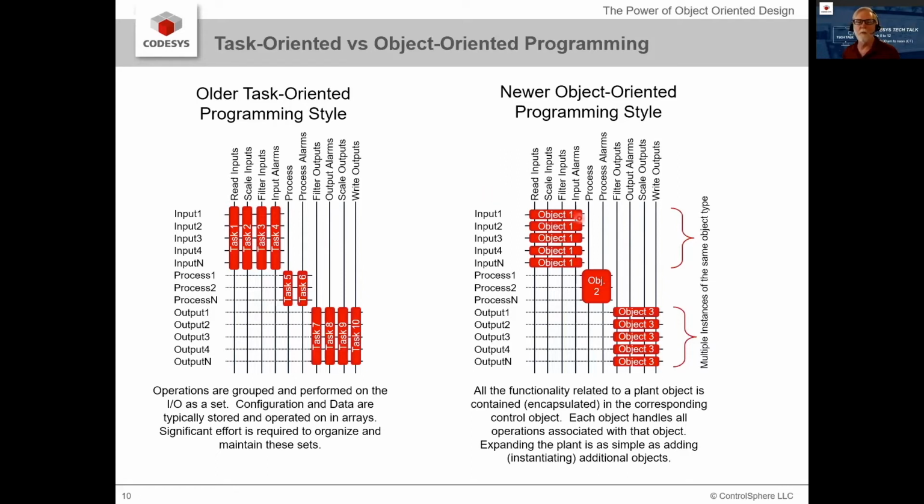A single object performs everything that's associated with that input in this case. It reads the input, scales the input, filters the input, does all the alarming on the input. And then when you need another input, you just create another instance of that object, another instance of that object. So you're just reusing the same object each time. It's totally self-contained and totally self-reliant. Just add another object and you're done.